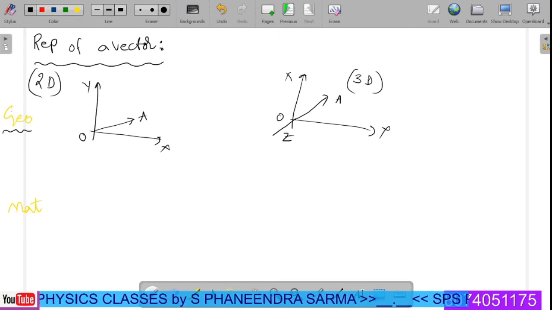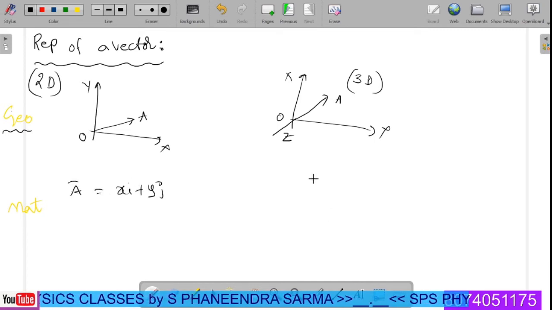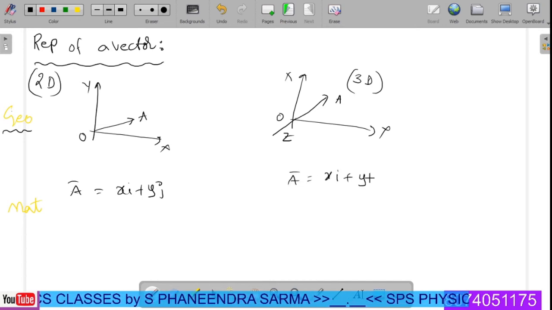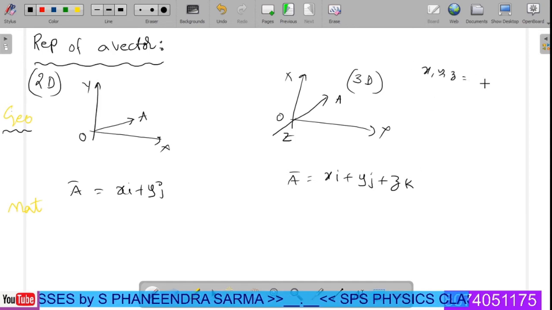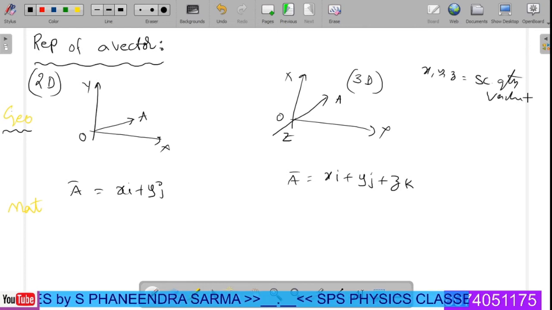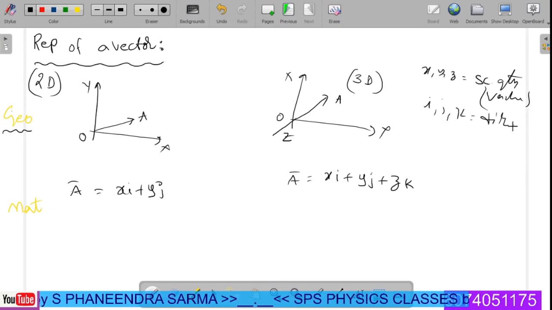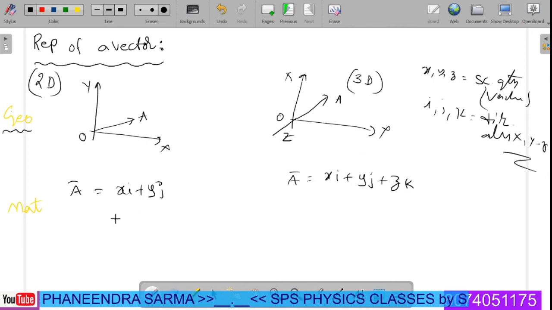Further, in the mathematical form, the vector A bar is equal to xi plus yj. Because of 3 dimensions, A bar is equal to xi plus yj plus zk. Like that you have to represent it. And what are this x, y, z? x, y, z are simply scalar quantities, that means they are simply values. Whereas i, j, k are nothing but directions along the x-axis, y-axis and z-axis.